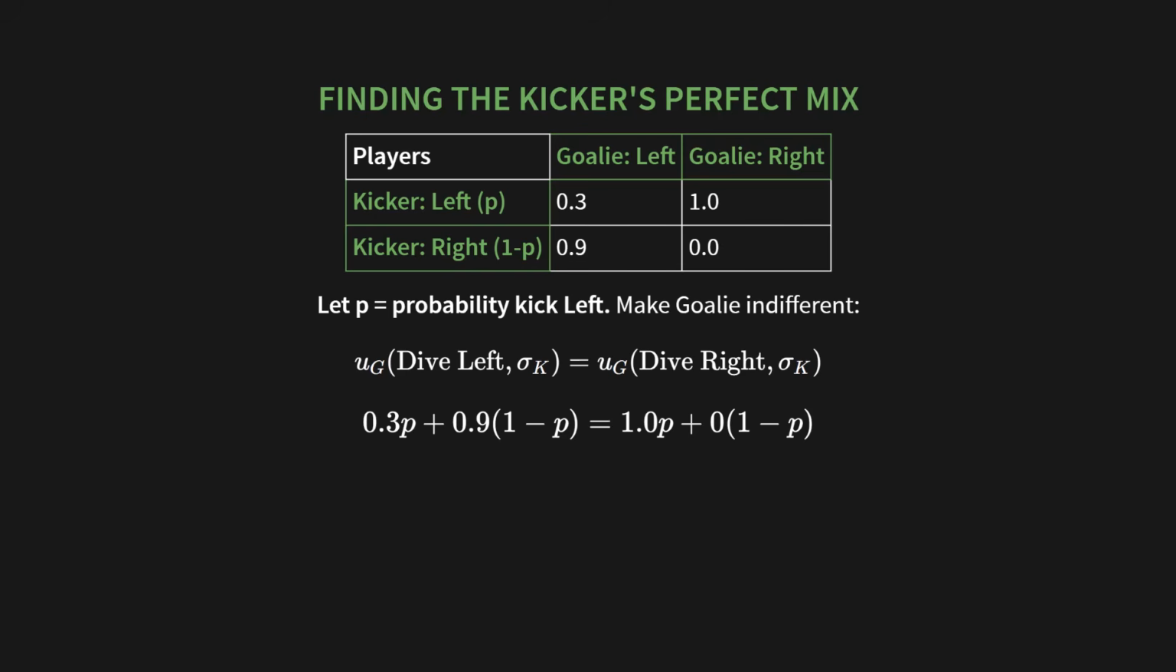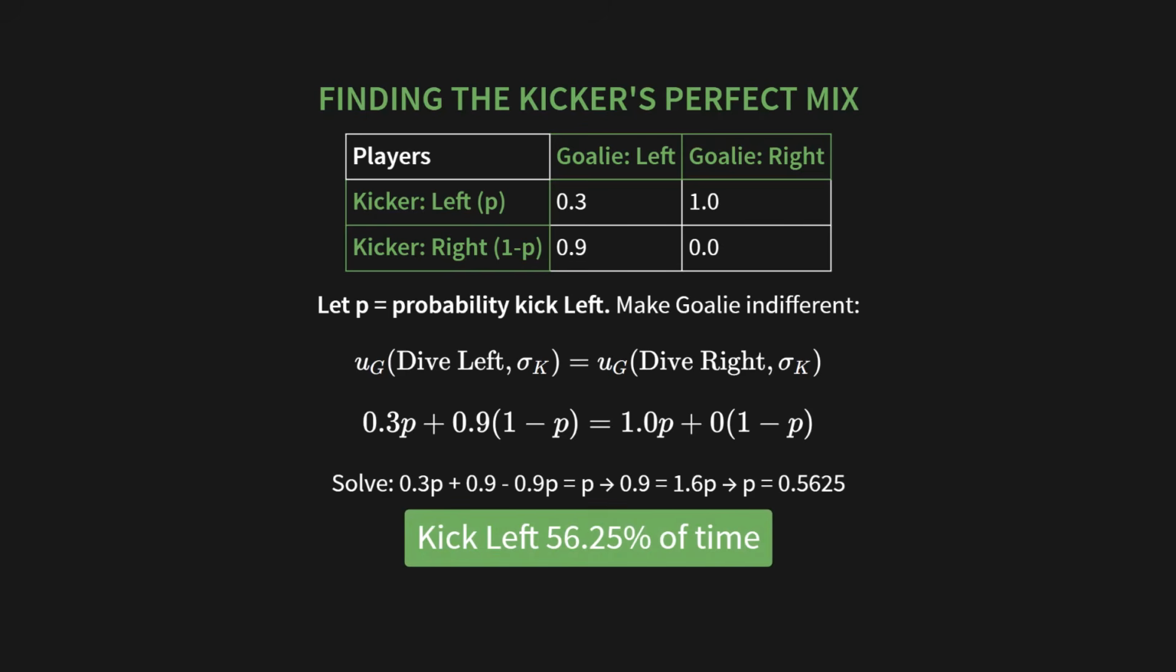Now we set up the indifference equation for the goalie. We want the goalie's expected utility from diving left to be exactly equal to their utility from diving right. So the goalie's payoff from diving left is p times 0.3 plus 1 minus p times 0.9. And the goalie's payoff from diving right is p times 1.0 plus 1 minus p times 0. We set those equal to each other. Now we just do the algebra. We get 0.3p plus 0.9 minus 0.9p equals p. A little rearranging, 0.9 equals 1.6p.